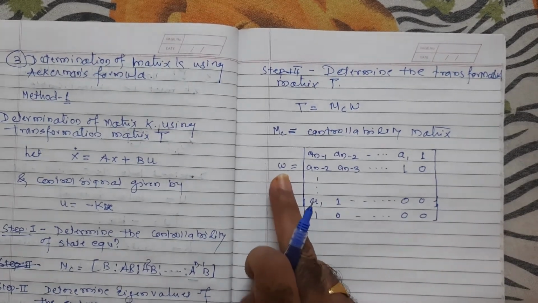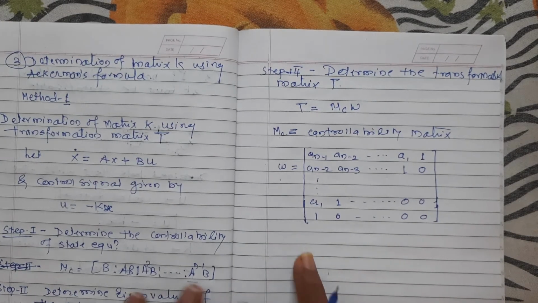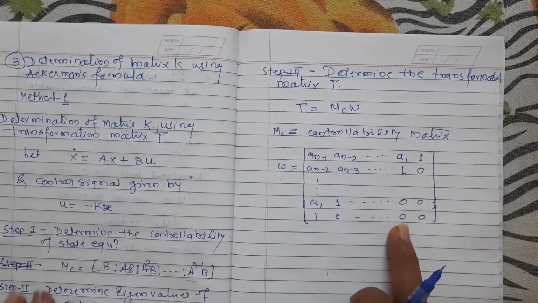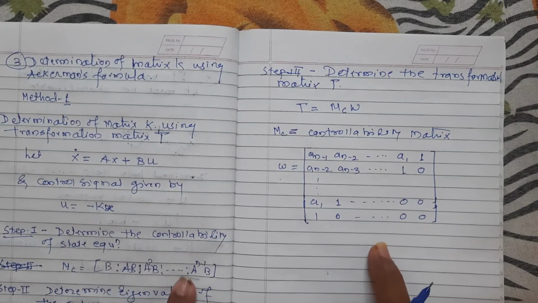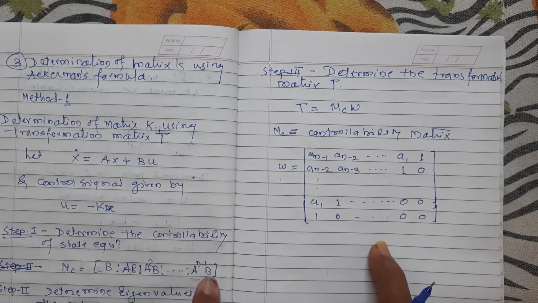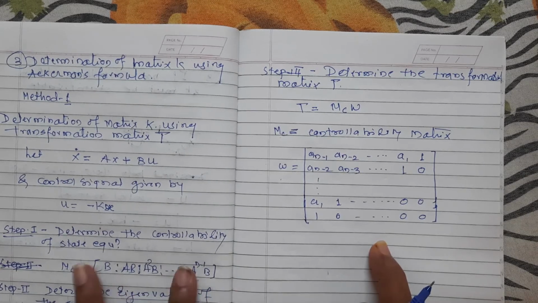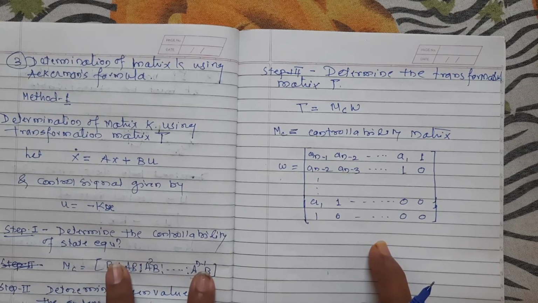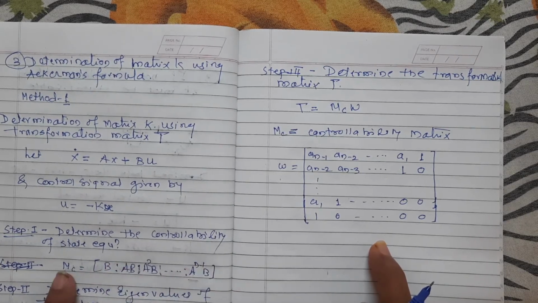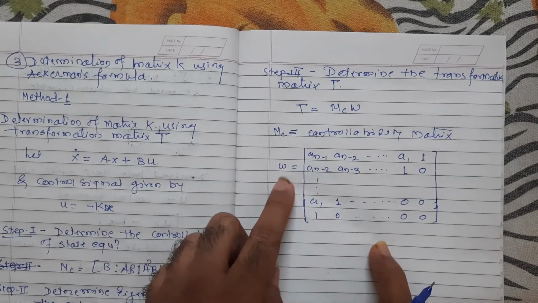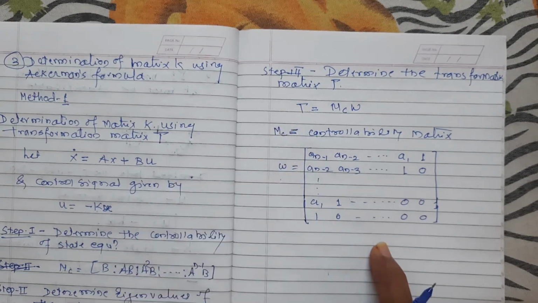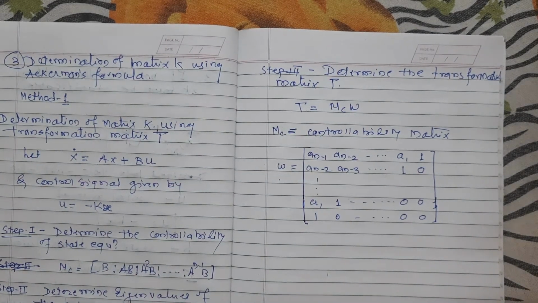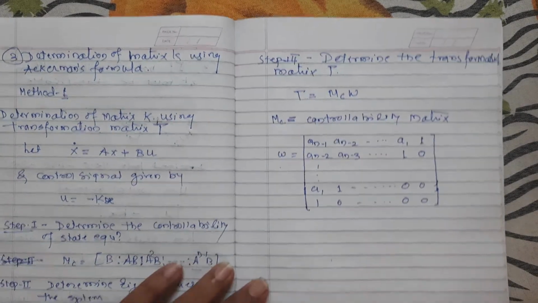So this way we get the W. The controllability matrix, as we know, is given by B, AB, A squared B, and so on up to A raised to n minus 1 multiplied by B. So we will put this value here in the controllability matrix. So we will get Mc, and we will have this W. Multiplying Mc by W, we will get the transformation matrix T.